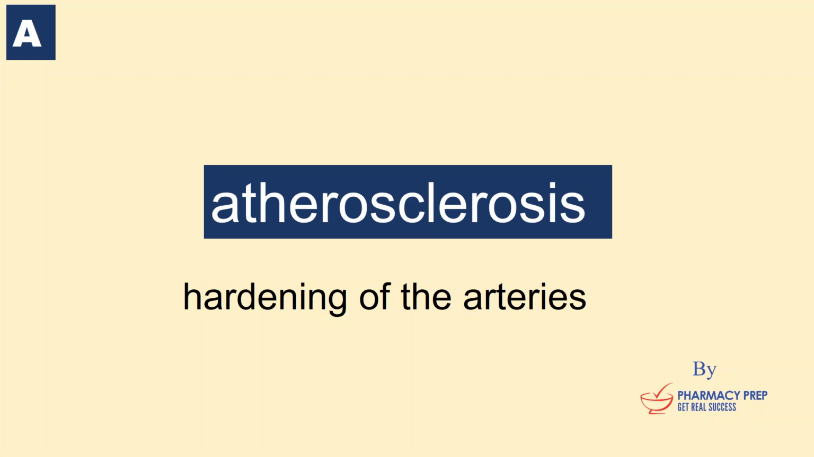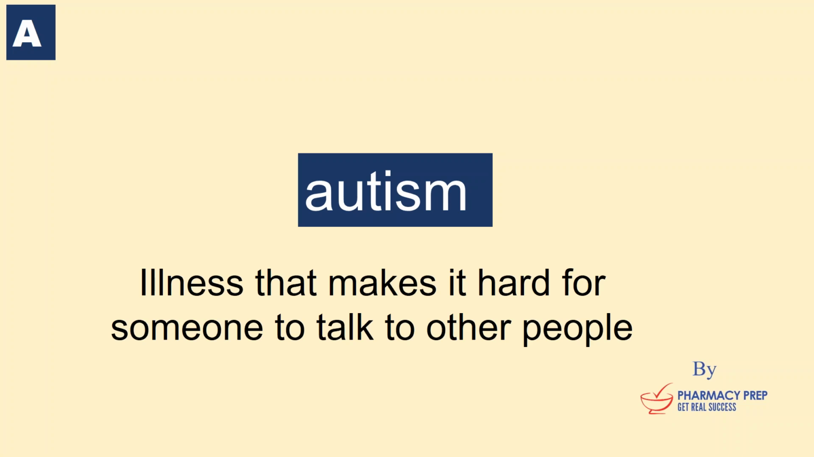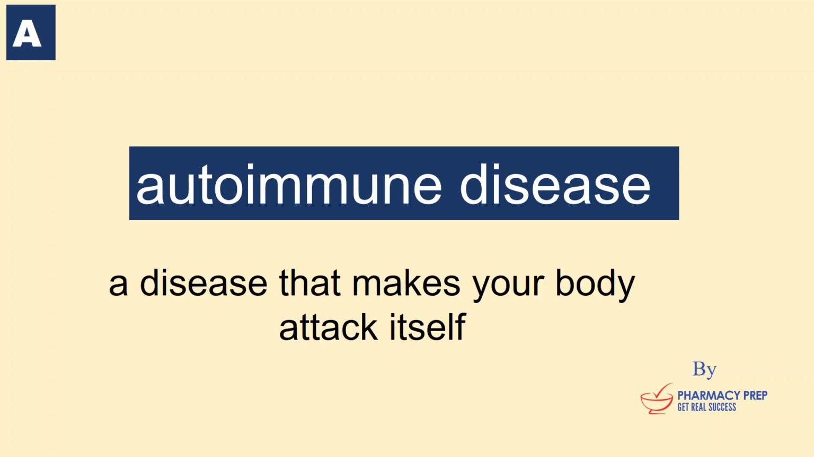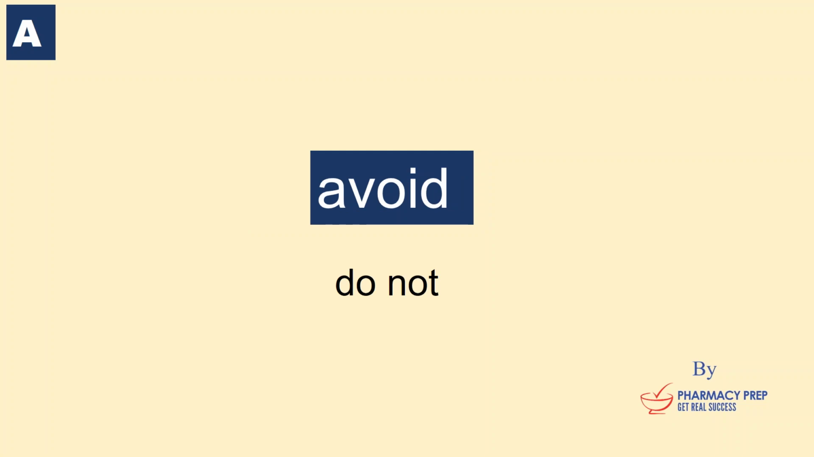Atherosclerosis: hardening of the arteries or blood vessels. Attack: sudden start. Autism: illness that makes it hard for someone to talk to other people, or a type of mental disorder syndrome or CNS syndrome. Autoimmune disease: a disease that makes your body attack itself. Avian flu: bird flu. Avoid: do not, or also officially, I can say contraindicated. However, the lay language avoid or do not is more appropriate.